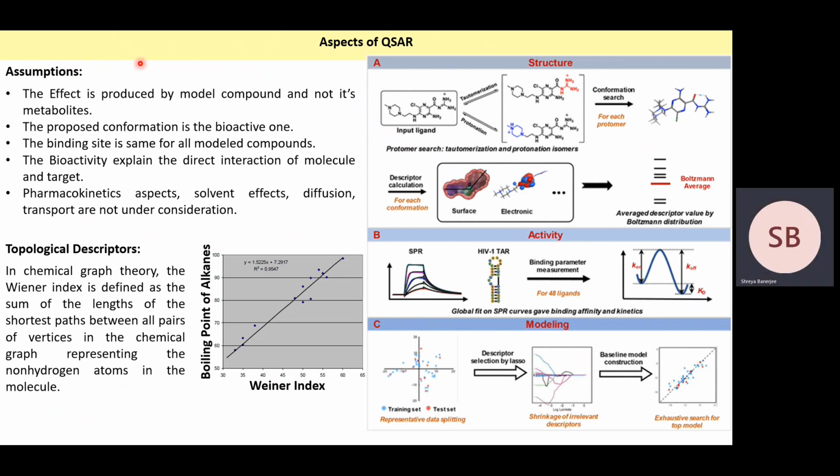Now, in QSAR, there are certain assumptions that are taken. Firstly, the effect is produced by the model compound and not its metabolites. So QSAR focuses solely on the model ligand and not its metabolites. The proposed conformation is the bioactive one, which is not always the case, because often what happens is after metabolizing, the metabolite that is obtained is the bioactive compound. But one of the assumptions of QSAR is that we assume that the proposed conformation itself is the bioactive one.